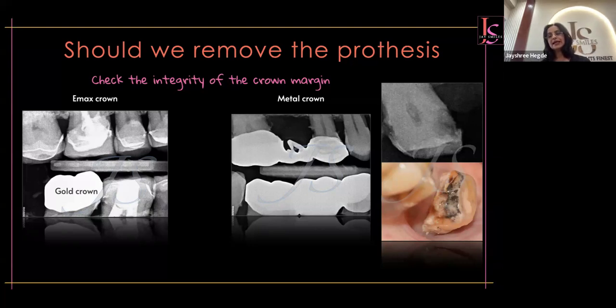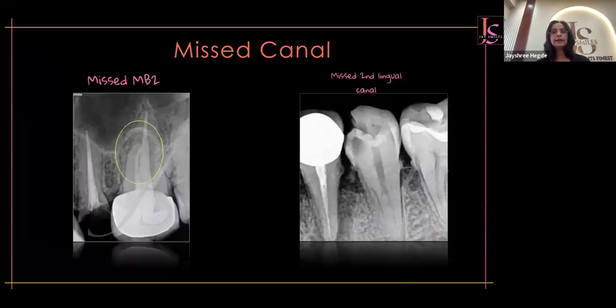So in this case, if you had gone ahead and just done a root canal without removing the crown, sooner or later the root canal may be a successful one, but you will have restorative failure. Your crown would have just crumbled down and you would have had only the roots remaining over there. And the main reason for this failure is your missed canal.